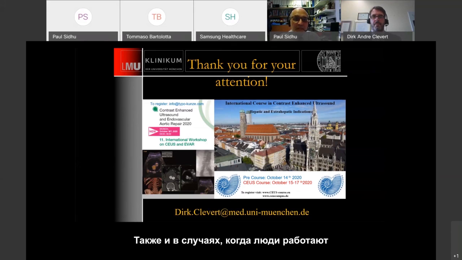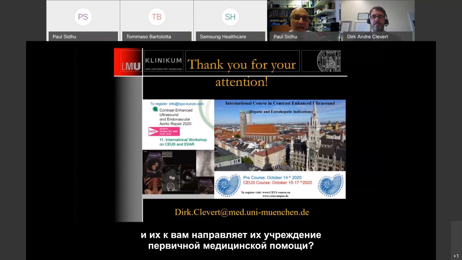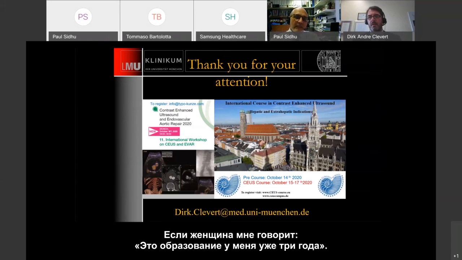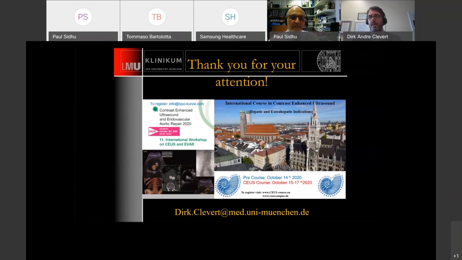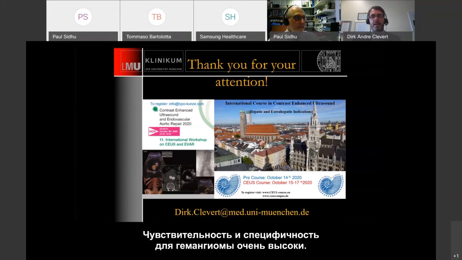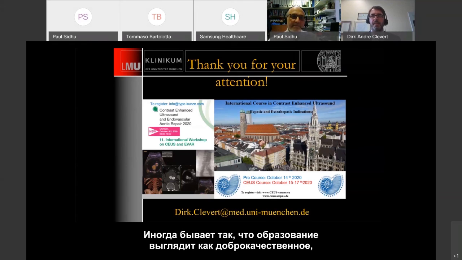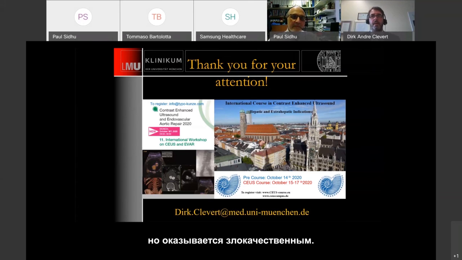Also, for those people working where the referrals are from primary care practice and you see an incidental lesion, is it important to actually make sure you give the patient the diagnosis? Yes. Often the patient asks us, what is the diagnosis? If the woman tells me this lesion was known for 3 years, it was bright since 2 years, the diameter is stable, the sensitivity and specificity for hemangioma is very high. But if the patient has not known of a lesion, then you have to make a decision. Either it looks like a benign lesion, but in some rare cases it's a malignant lesion.